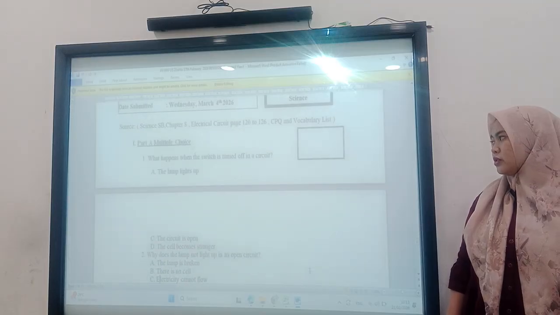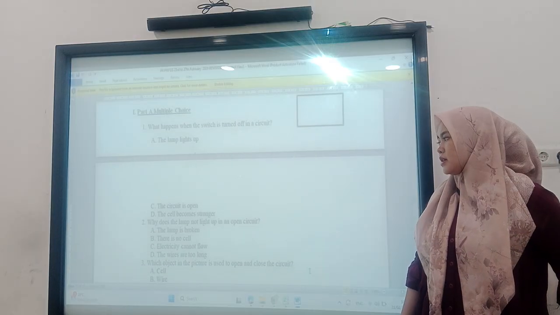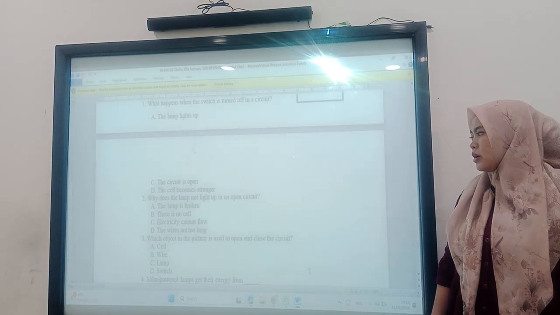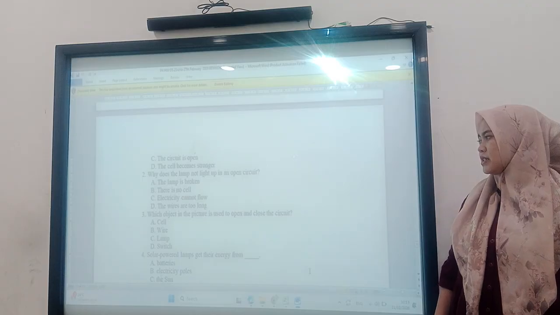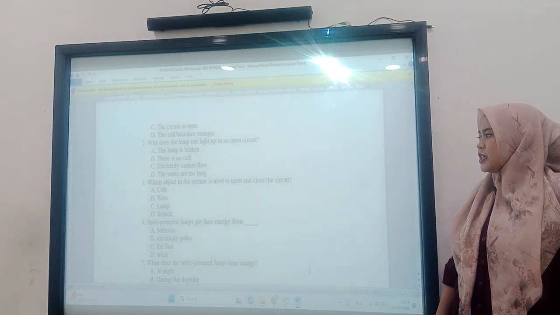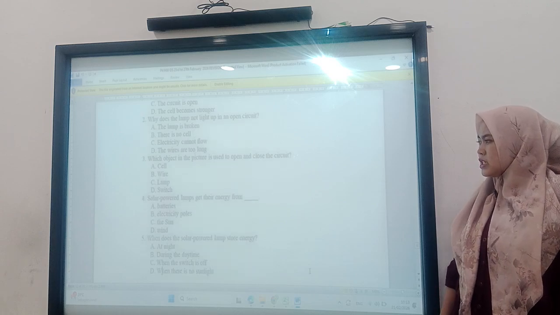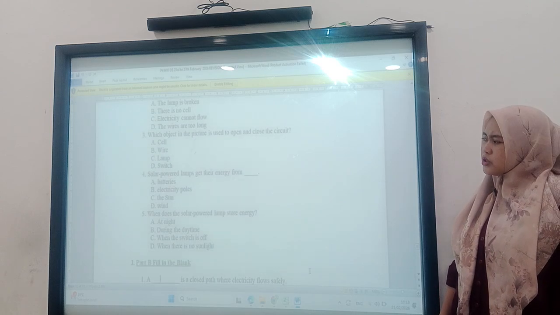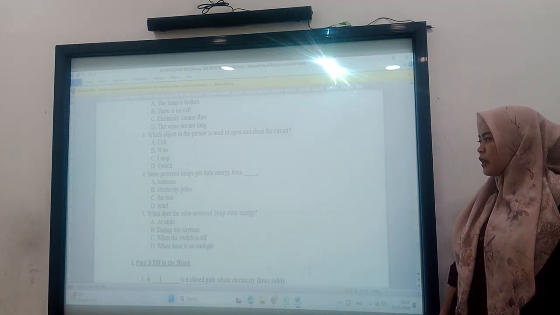Number one, what happened when the switch is turned off in the circuit? Answer is C. The circuit is open. Number two, why does the lamp not light up in an open circuit? C. Electricity cannot flow. Number three, which object in the picture is used to open and close the circuit? D. Switch.